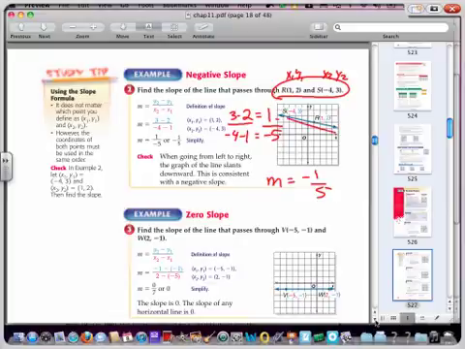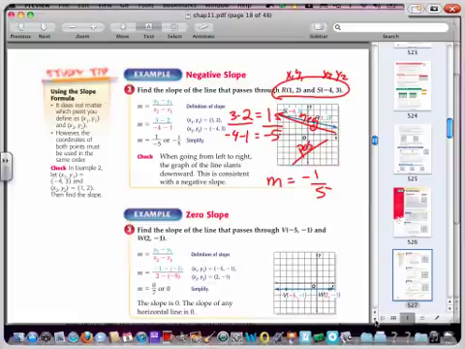So I kind of think of it as going up as we go to the left. Goes up to the left. That would be a negative slope. So the positive slopes, remember, look like this. That's one that goes like this. This would be positive. This one is negative.